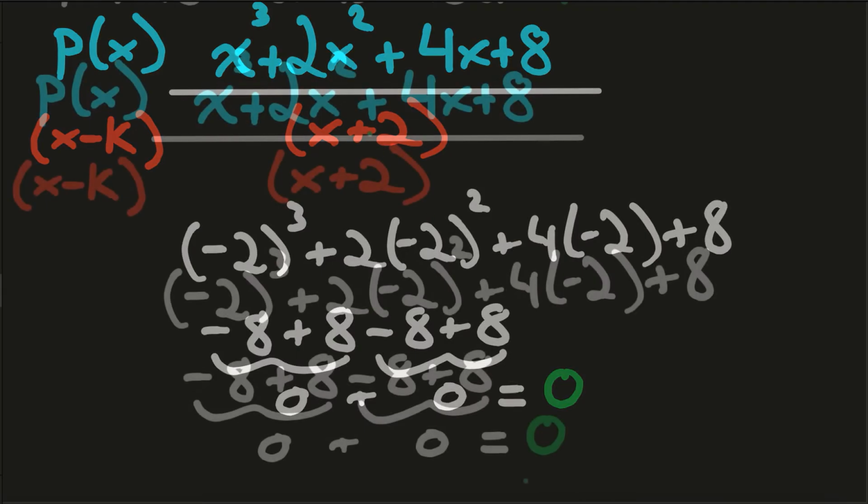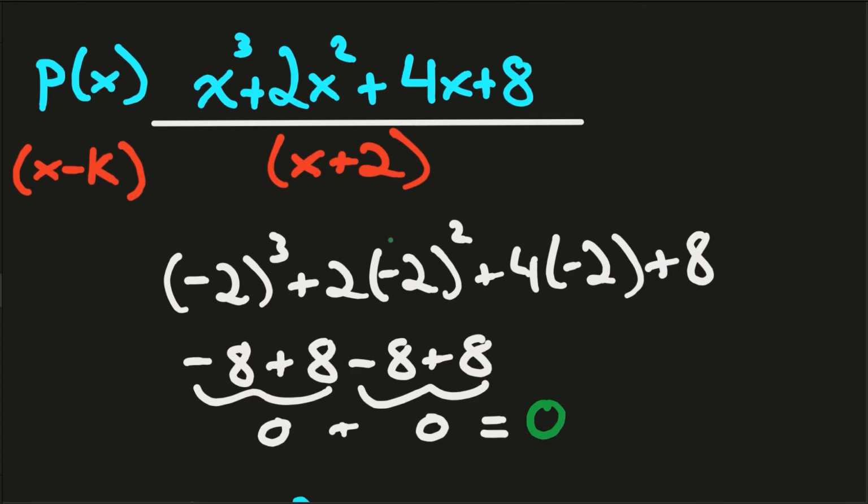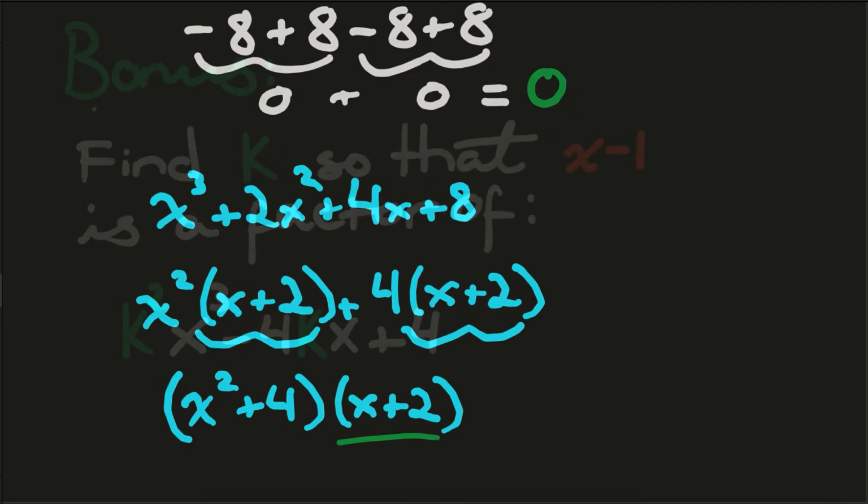which is our remainder. As it is 0, the linear term x plus 2 factors perfectly out of the polynomial x cubed plus 2x squared plus 4x plus 8. And if we quickly factor this, we can actually verify that it factors out perfectly.